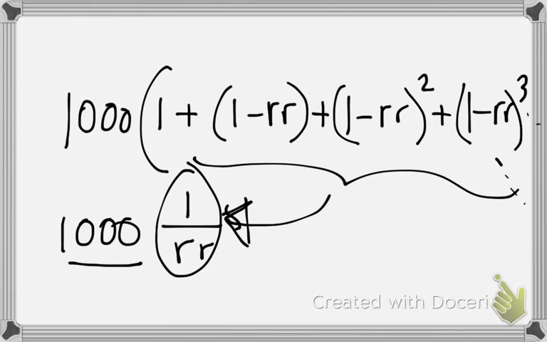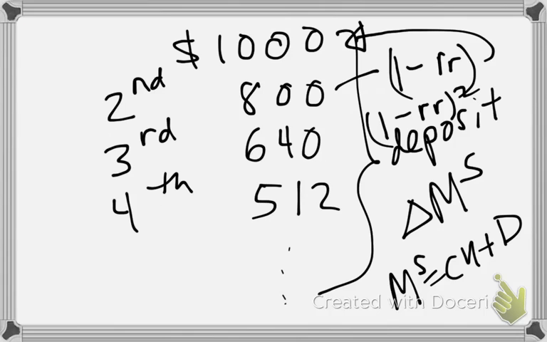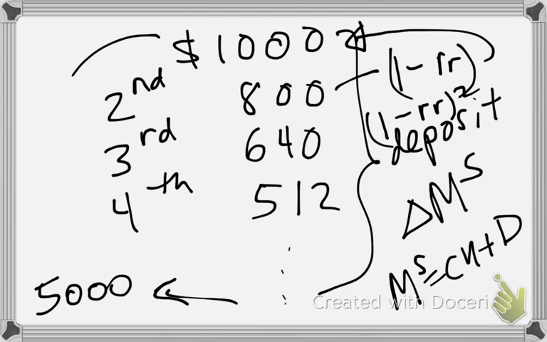So if the required reserve ratio is 0.2, then 1 over 0.2 is equal to 5. So the infinite series that we had would add up to 5,000, which would be the total change in the money supply occasioned by this $1,000 initial deposit.